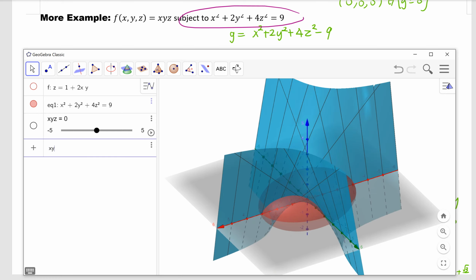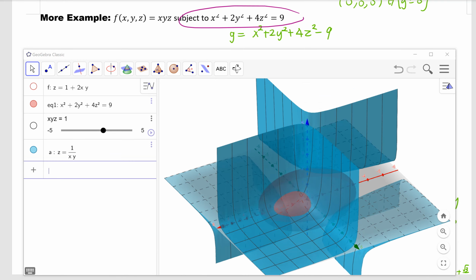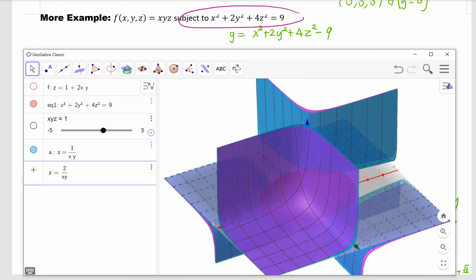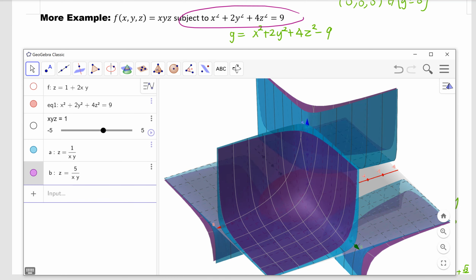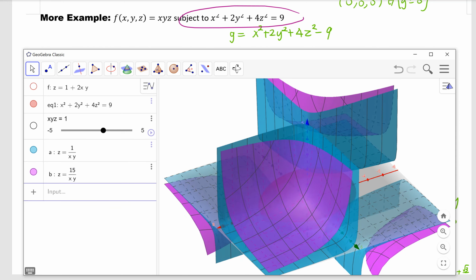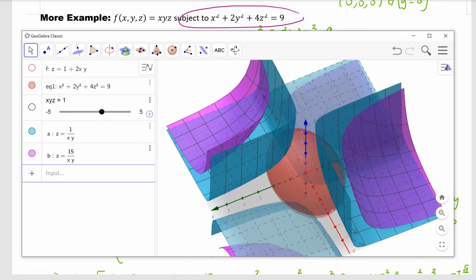How about xyz equals 1? Let me see. Okay, it turns out I have to type z equals 1 over xy. And we can have z equals 2 over xy. We can make this number bigger. Let's use 5. Or can we make it even bigger, 15? Then can you see the level curve? Okay, so this is the level curve.